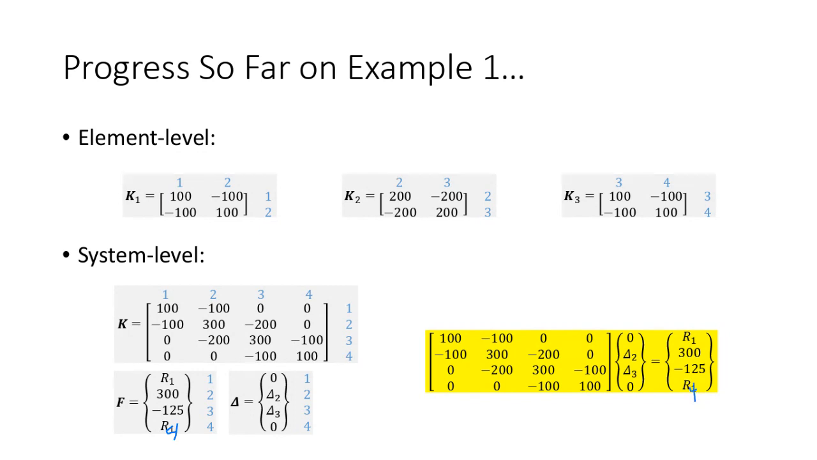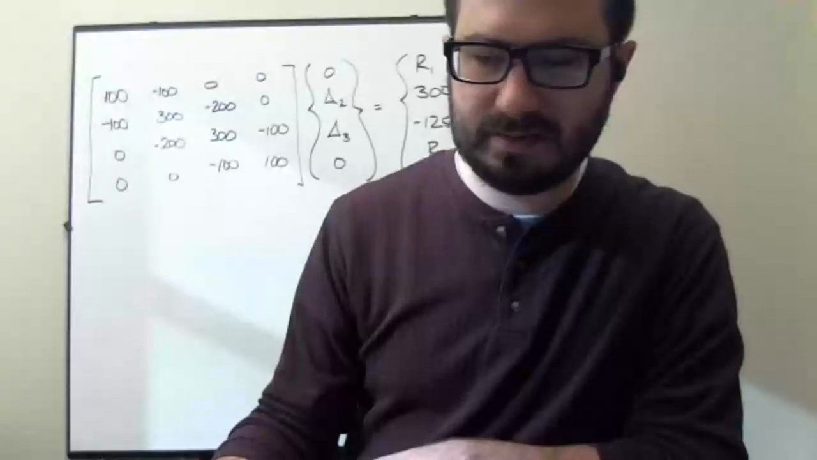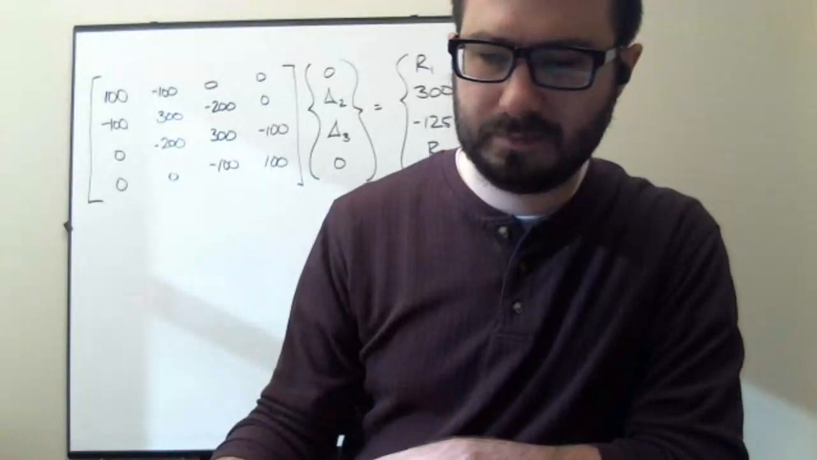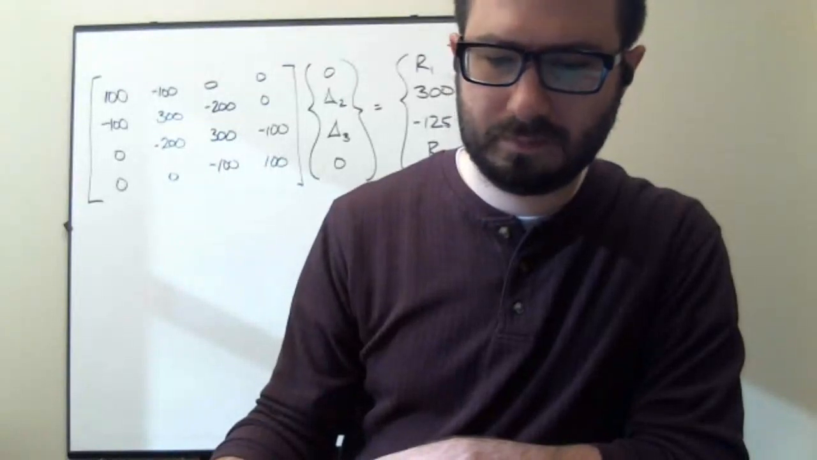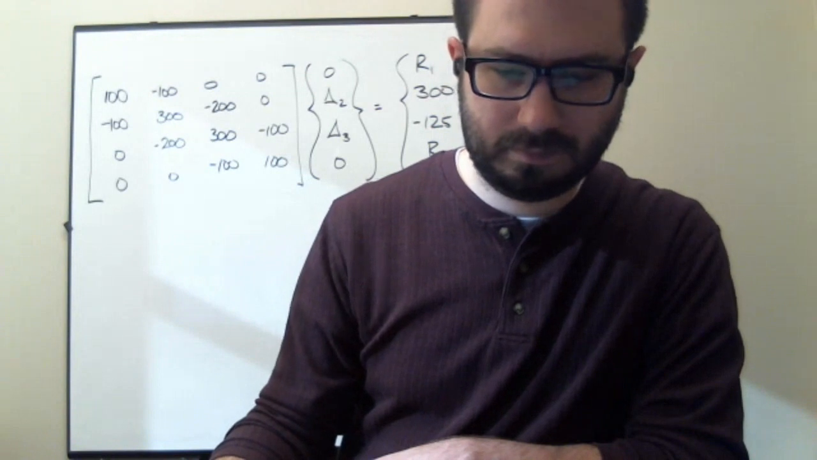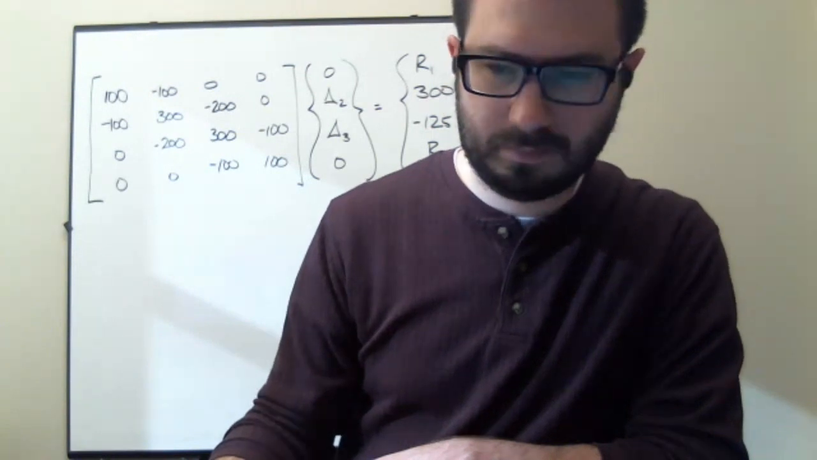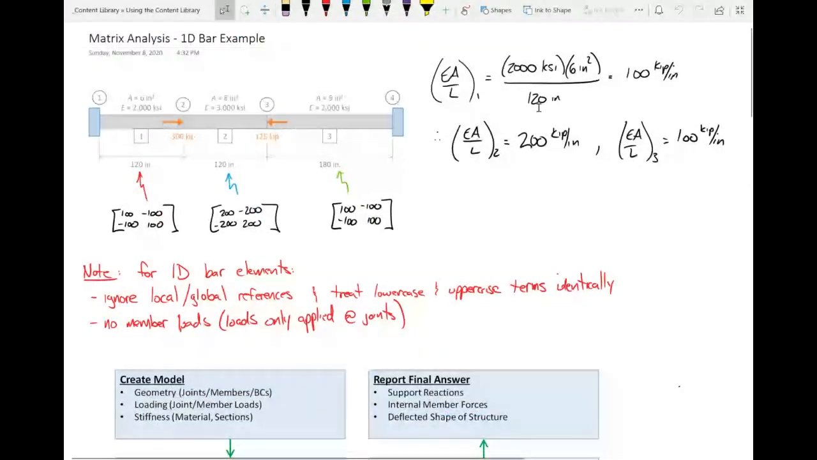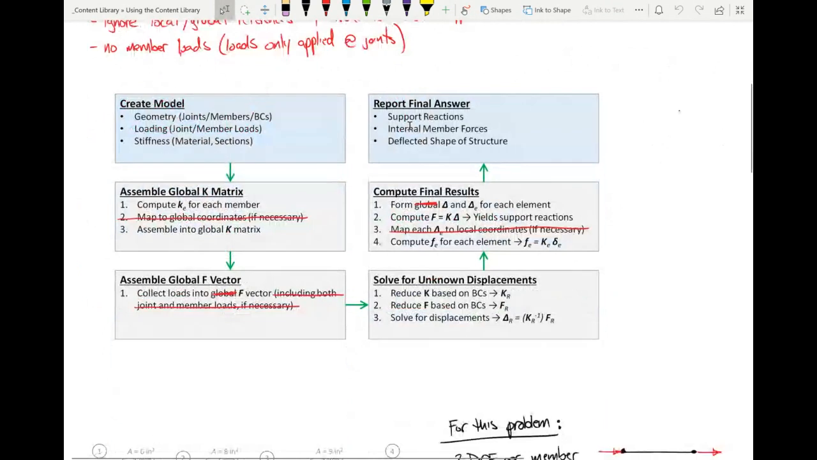Okay, let me erase all this. Let me go back to the notes that we did together in class. Okay, so here's the problem that we did in class. We computed the EA over L's for each element and got the stiffness matrix for each element. Now, one of the other things worth pointing out is that we took the flow chart and we canceled a lot of stuff that doesn't affect a bar analysis.